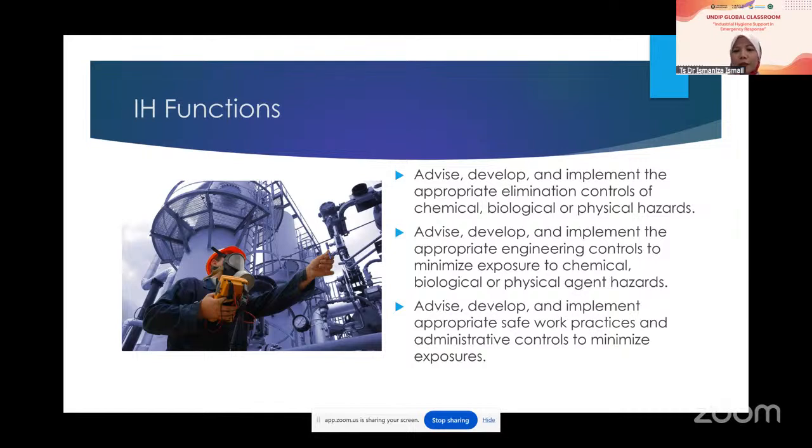And then function number seven is about work practices and administrative control. This is when we control how people work: the procedures, the job rotation.